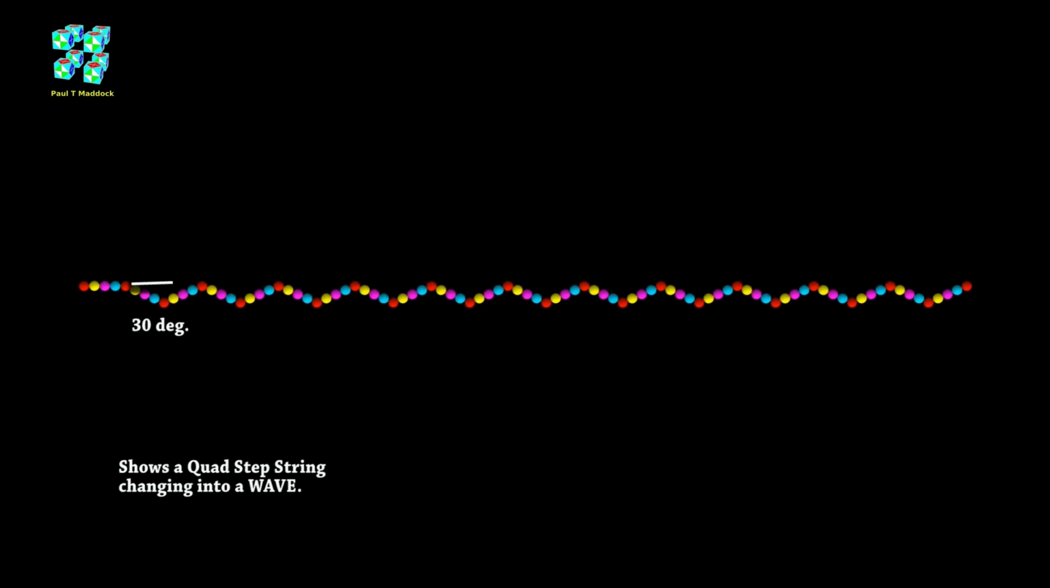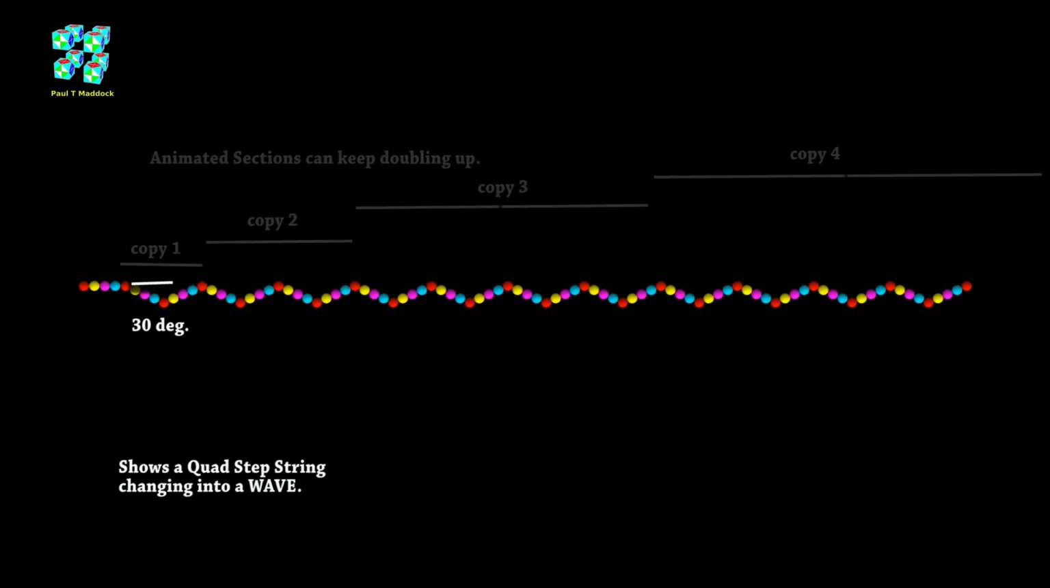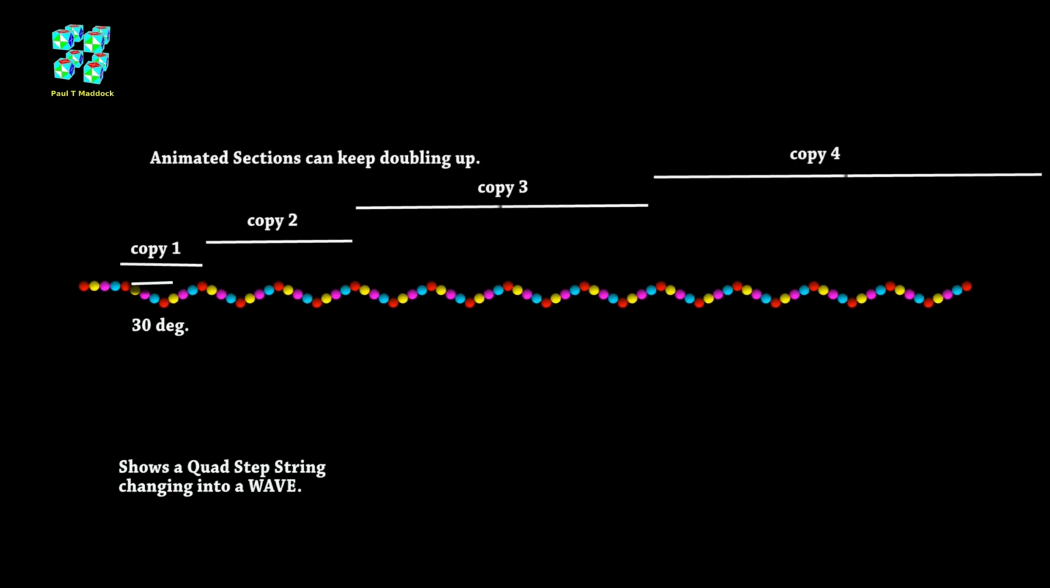Now when I make a copy of that animated section and add it to the string, I can keep adding them, and it keeps doubling up to make a long animated string. I think this is how DNA works in nature, because life forms is a real long hierarchical string, and I don't think it follows chaos theory equations.